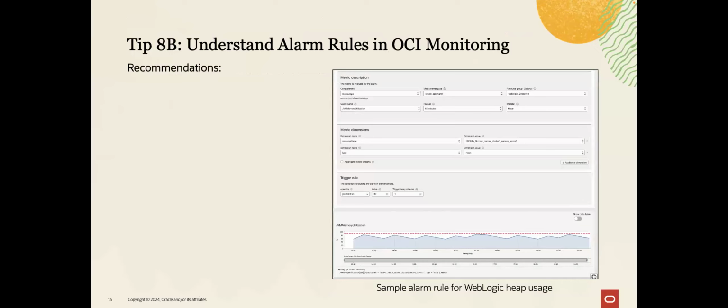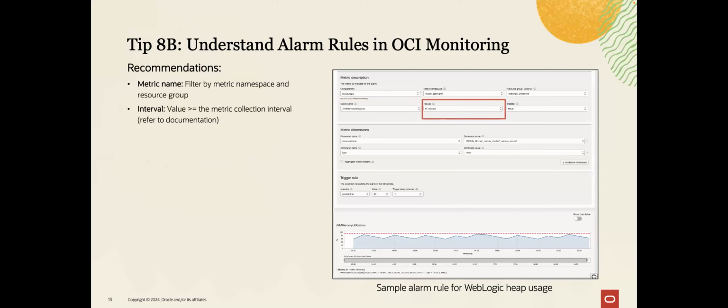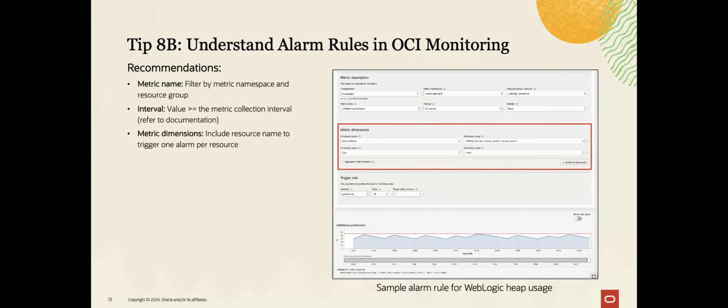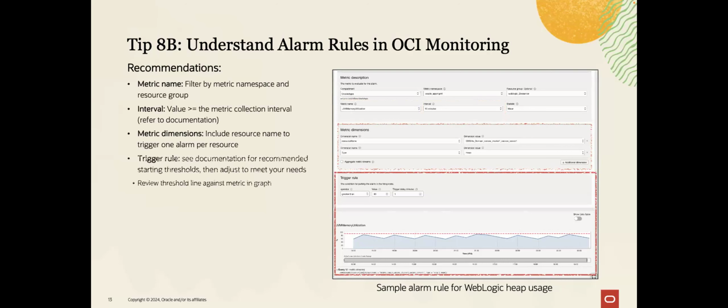So let's look at alarm rule creation. To create alarm rules in OCI monitoring, here are some best practice recommendations. When choosing the metric name, apply what you've learned regarding metric namespaces and resource groups. Ensure the interval is greater than or equal to the collection frequency of the metric. Include the resource name as a dimension. This ensures the rule will trigger one alarm per resource.